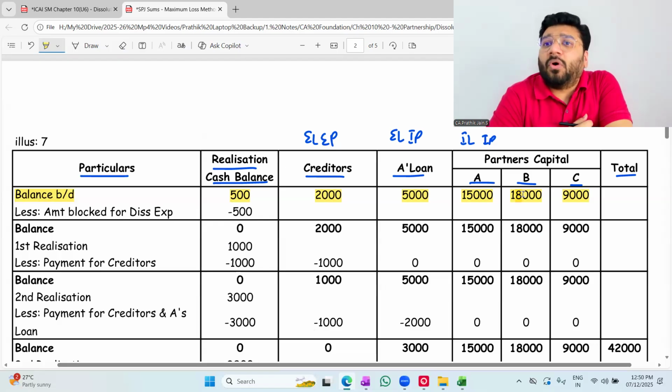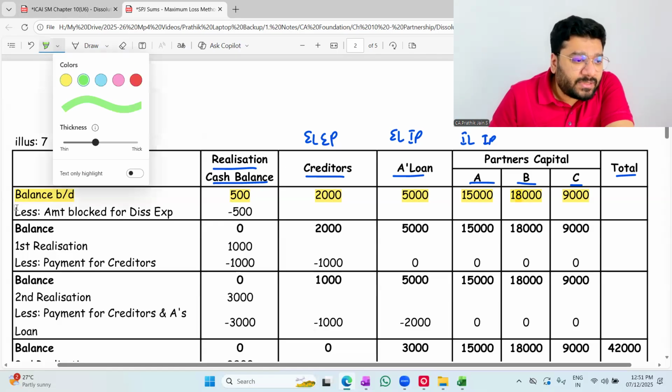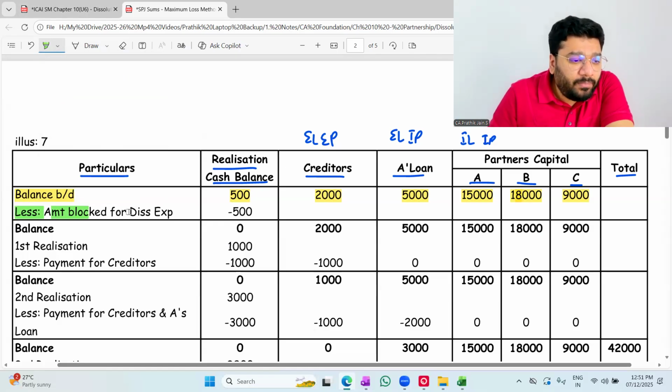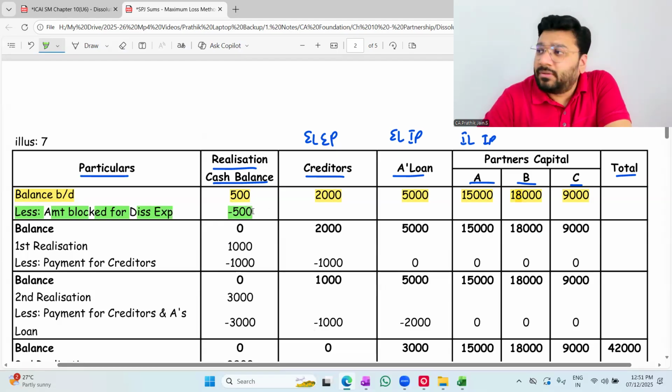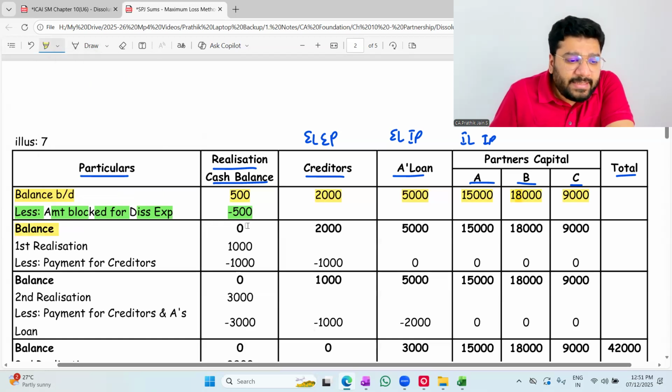First thing, what will you do? Always segregate the amount for dissolution expenses separately, though you have to pay in between or last. But segregate the money beforehand. Whenever the question says segregate, it means segregate. So less amount blocked for dissolution expenses. How much is blocked? 500. So now what is the revised balance? Only for cash it will be 0. Rest all copy paste, same value.